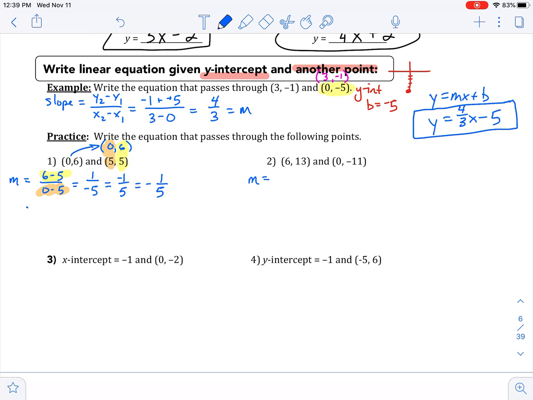I also know here that 0, 6 is the y-intercept, which tells me b is equal to 6. So my equation ends up becoming y is equal to -1/5 x plus 6 when I write this in slope-intercept form.